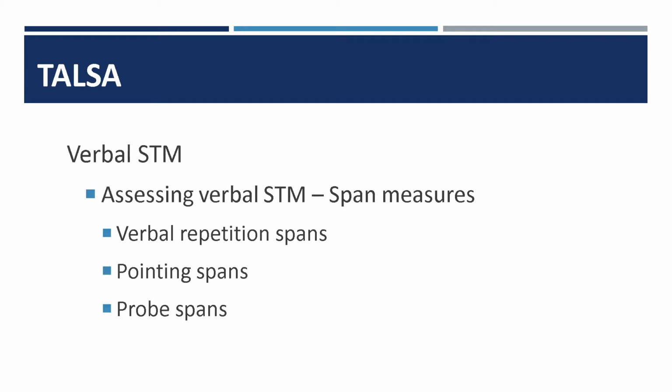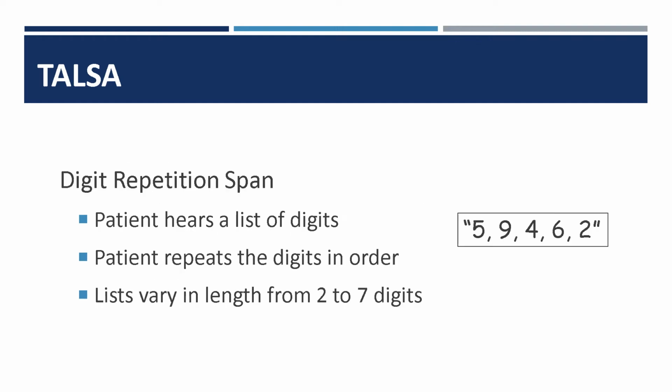Verbal short-term memory is measured in three ways, with repetition spans, pointing response spans, and probe spans. We'll show you an example of each. The digit repetition span is the classic way to measure short-term memory. In this test, the patient hears a random list of digits and repeats them back.